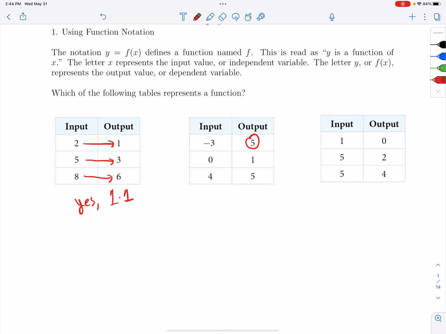The second table here, I have two of the same outputs that are coming from different inputs. So again, two people, same birthday. This is a function, but it's not one-to-one. And then lastly, when I input 5, I get two different outputs. So that indicates that this is not a function. All right, so hopefully that's pretty straightforward.